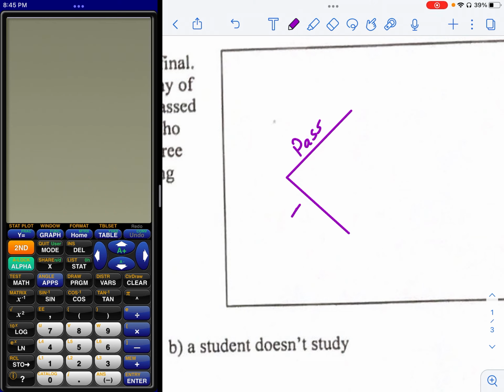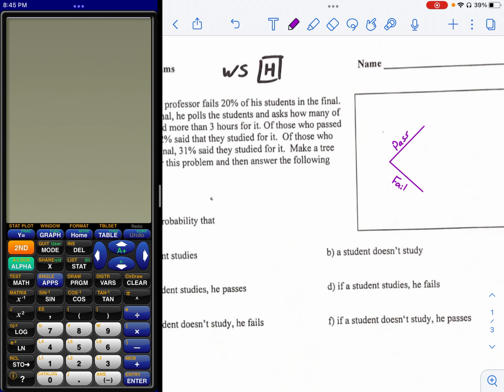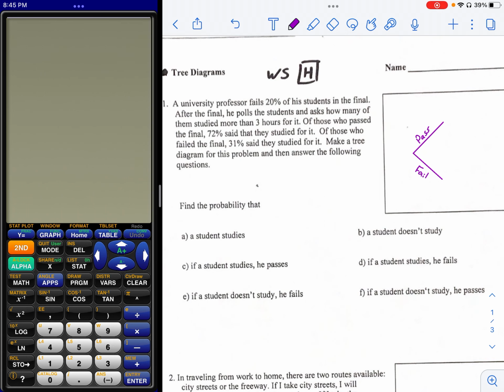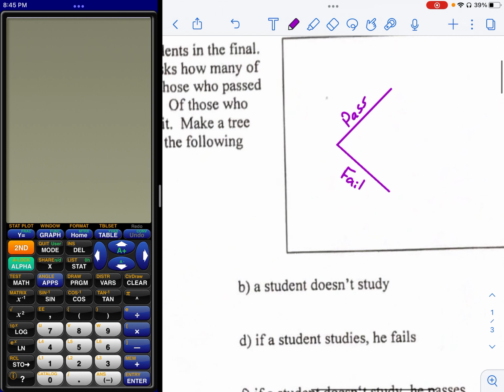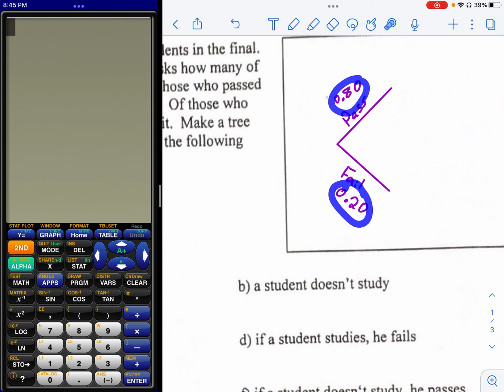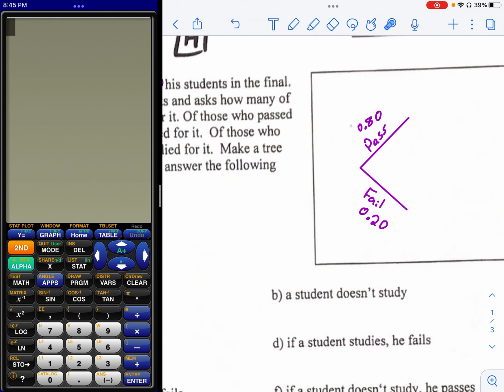So, this branch will be that they passed. This branch will be that they failed. Okay? And I'm going to put probabilities with each one. So, along this branch, how many pass? So he fails 20%. Okay, so this branch is 20% of his kids. So then in every tree diagram, when you have a split, the split has to account for everybody, all of his students. So this has to be 80% because 80 plus 20 is 100%. So anytime you have a split, the two probabilities must add up to 100.